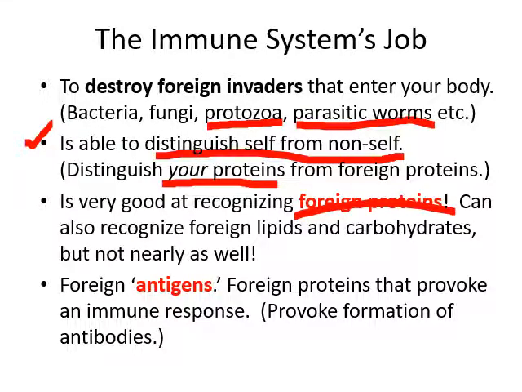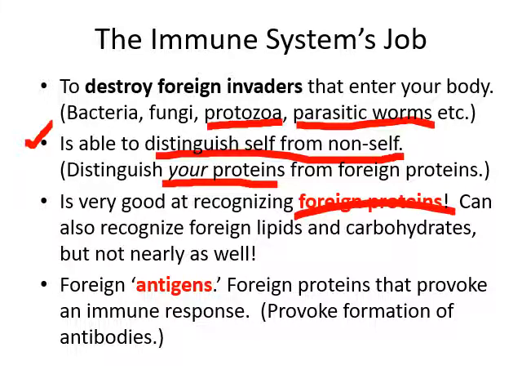So now, a foreign protein that provokes the formation of antibodies. We just mentioned that there are certain white blood cells called B cells that can differentiate into a type of cell called a plasma cell. A plasma cell is a specialist cell whose job it is to secrete antibodies that bind to and destroy foreign invaders.